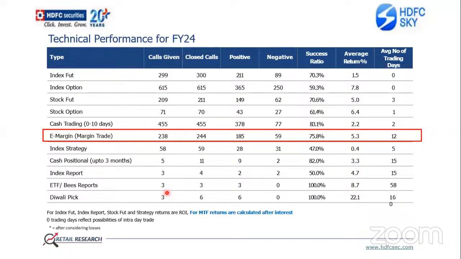This is just the research performance for the last financial year. So in total there are roughly 244 calls given. Out of that, 185 are positive and 59 are negative. The overall success rate is 75.8%. Okay, you can explore all the research from the mobile. There is a research section from where you can check the research.